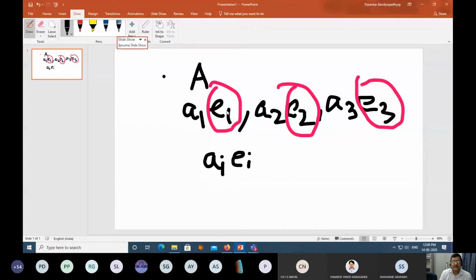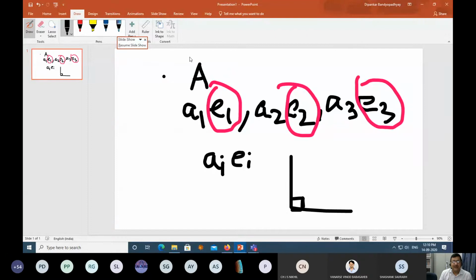So A1 E1 is my x directional component. E1 is my x directional vector, E2 is my y directional vector, E3 is my z directional vector, and these are all unit vectors. What do you mean by unit vector? Suppose you look at a graph paper. If I draw a graph paper, the unit that is there: this is the unit in the x direction, this is the unit in the y direction. Essentially, E1 and E2 are meant by that.